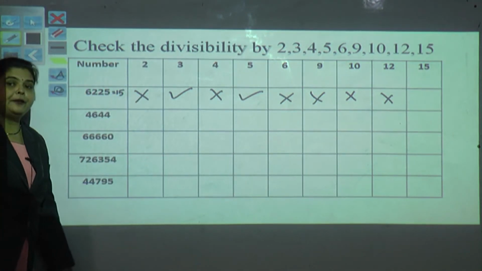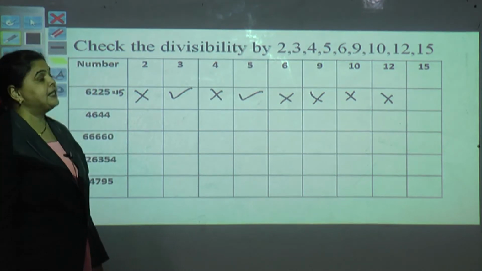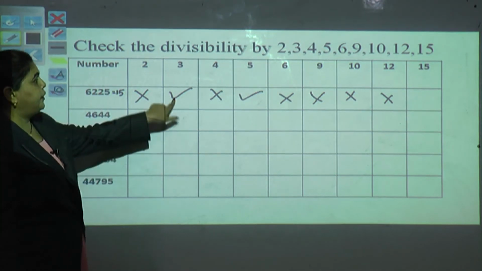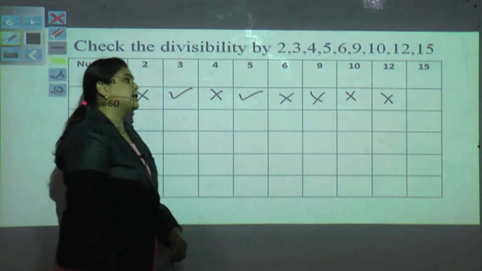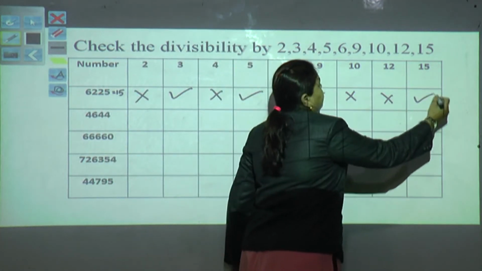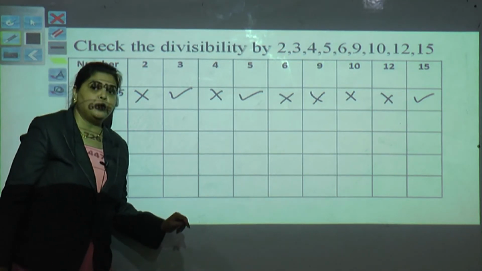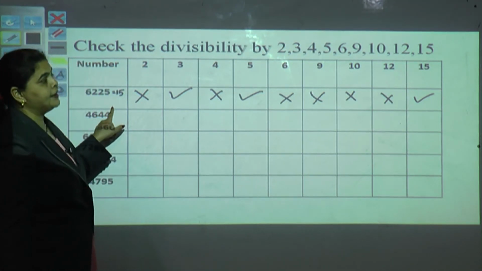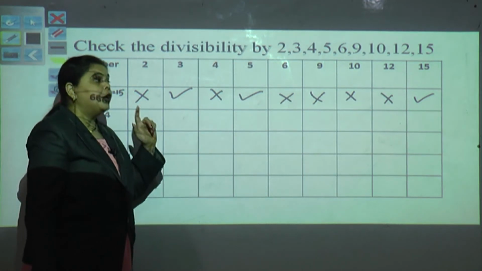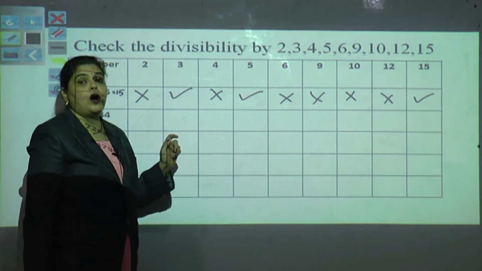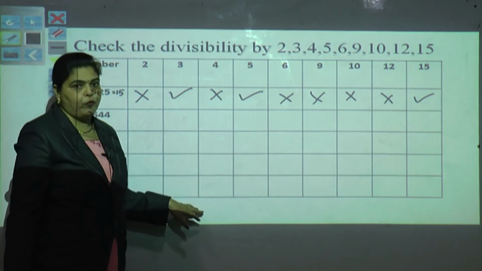And what about 15? Yes, it should be divisible by both 3 and 5. We are having both the ticks, so the given number can be divisible by 15. I had repeated all the divisibility rules when I was explaining one example. You also have to learn all these divisibility rules, and in your mind only you have to do the calculation and try to solve out the tabular form.